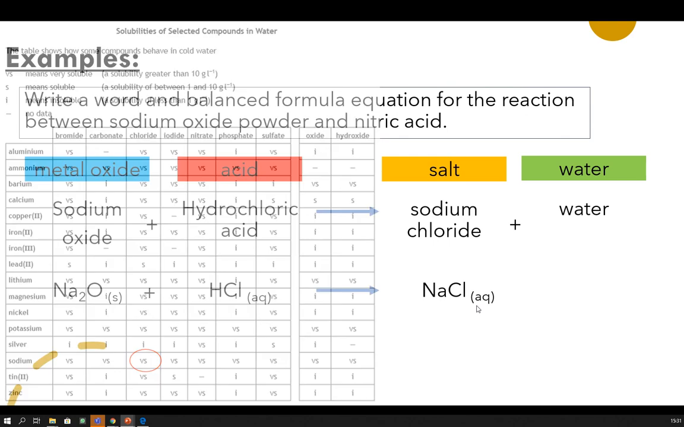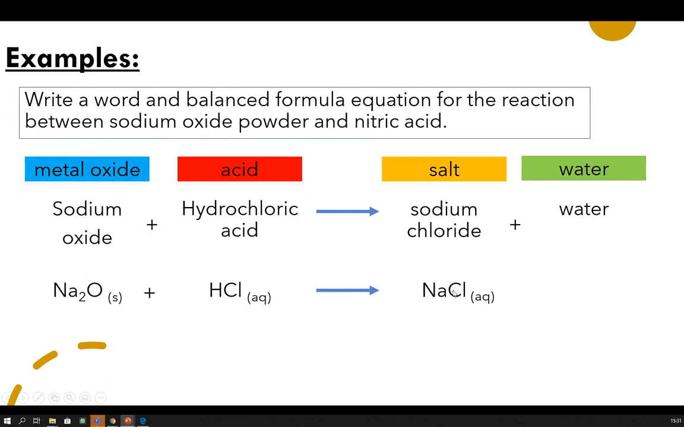So remember, that tells us that the sodium ions and the chloride ions are dissolved, separated, and moving through the water. And then finally, water, we can just write down as H2O, and this is in its liquid state, so it's L for liquid. And the final thing we need to do is to balance the equation. So if we look, for example, at sodium, we've got 2 sodiums on the left.